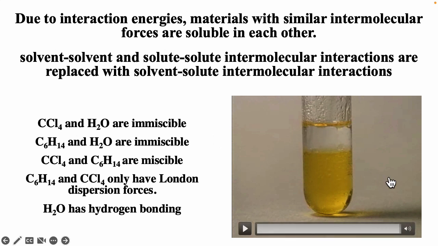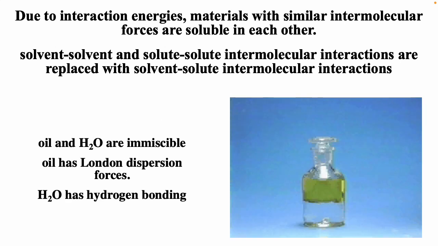And so at one point we had carbon tetrachloride, water, and then the hexane. And then when it was shaken, the hexane and the carbon tetrachloride formed one solution because their intermolecular forces were very similar. Now we can see the same thing if we're looking at oil and water. Oil has one type of intermolecular forces, water another, and so the two are immiscible.